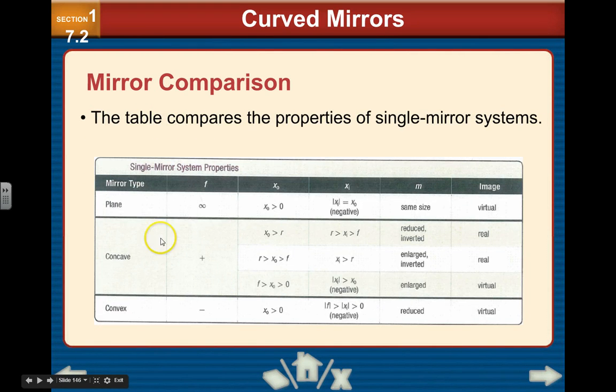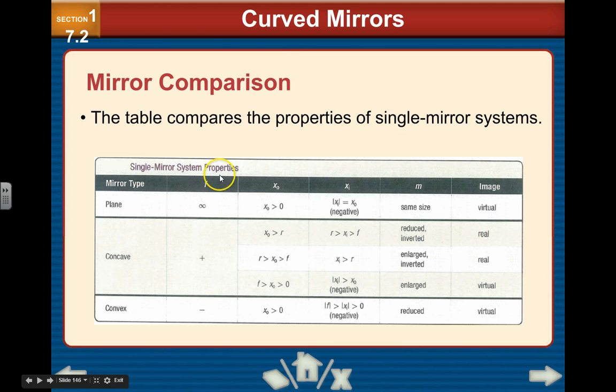Now, a couple of things to remember. If we have a plane mirror that's not curved, since the focal point is at infinity, essentially the only m you're ever going to get is the same size. There's no magnification. The m is always going to be 1. The image is going to be on the other side of the mirror, which is going to be a virtual image. On the other hand, if you have a convex, let's drop to the bottom. We have a convex. Since the focal point is on the other side of the mirror, the only thing that can possibly happen for magnification is it has to get smaller, and you're only ever going to have a virtual image. The concave is the one that's a little trickier.